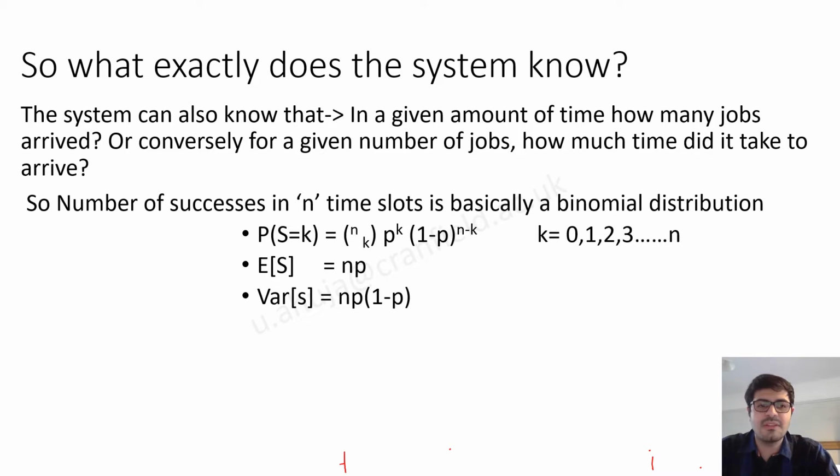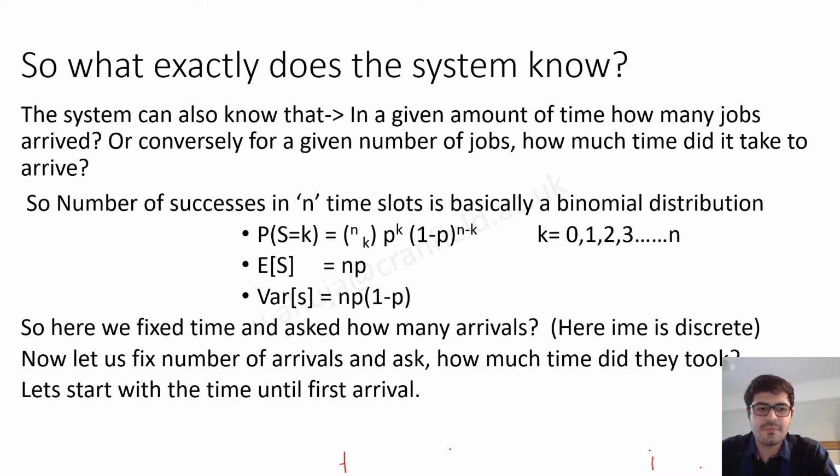Okay, so the number of successes in n time slots is basically a binomial distribution. So P(S = k) is, in binomial distribution notation, C(n,k) p^k (1-p)^(n-k), where k is equal to 0, 1, 2, 3, ..., n. And this is the expectation, which is np. The variance is np(1-p). Okay. So here we fix time and ask how many arrivals.